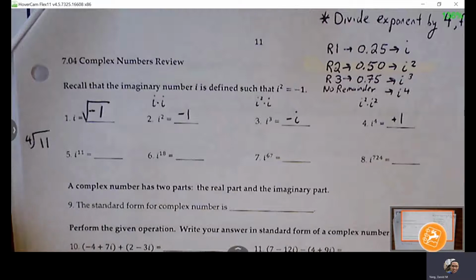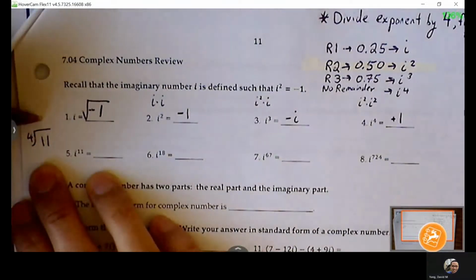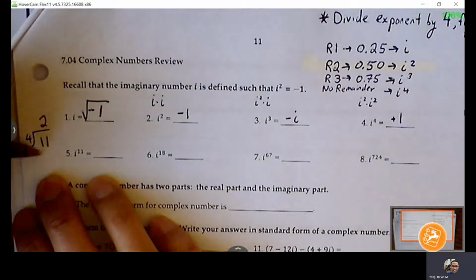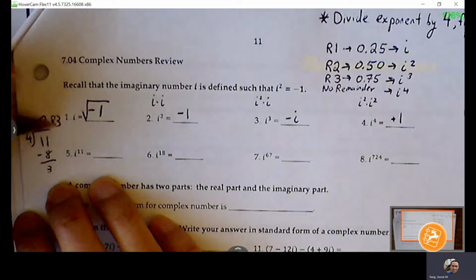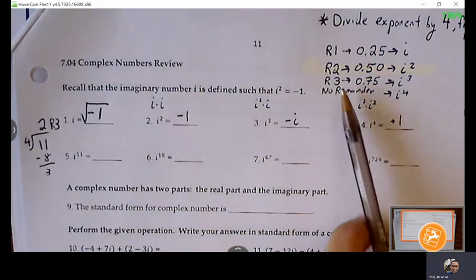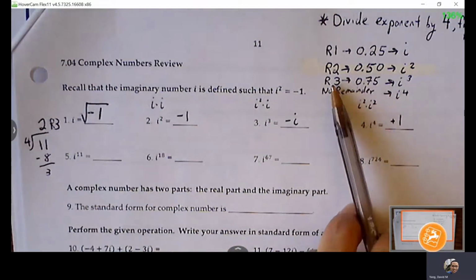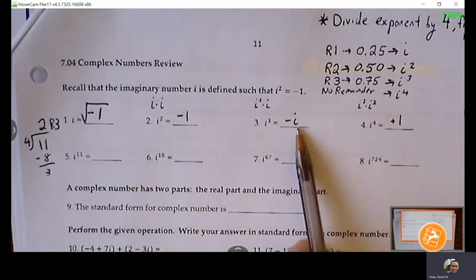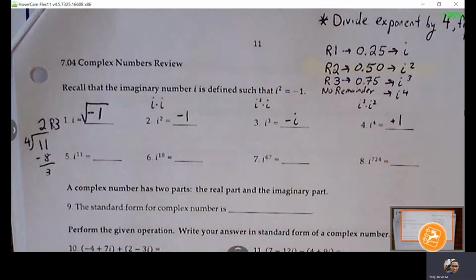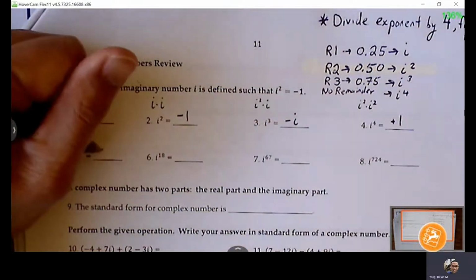Okay, 4 goes into 11 how many times? Twice, with the remainder of 3. Okay, so here's the rule. When you have remainder 3, it tells you that it's going to match up with i cubed. So i cubed is -i, and if we listed it out, we can also see that's what's going to happen, right? If we cycle through every 4, i to the 11th is -i.